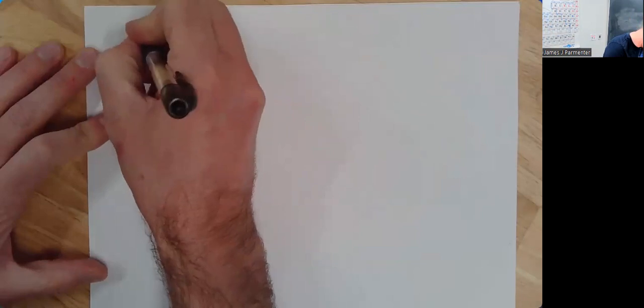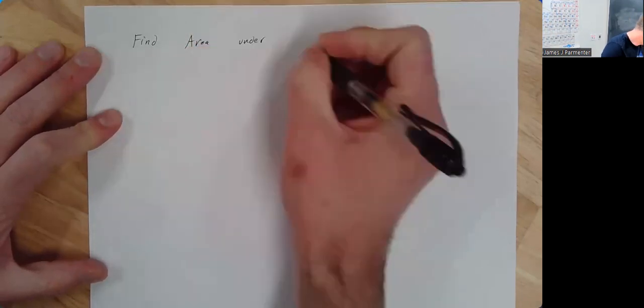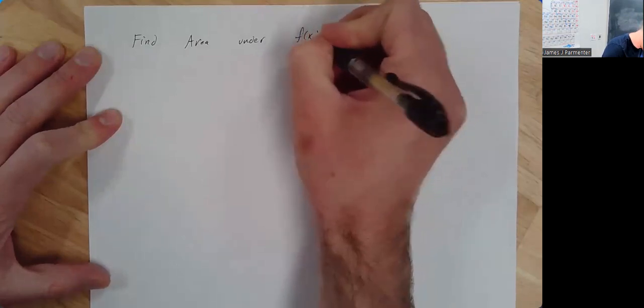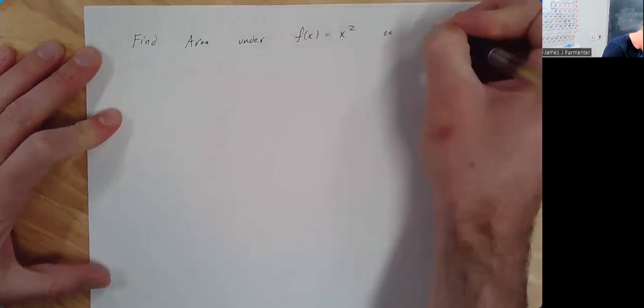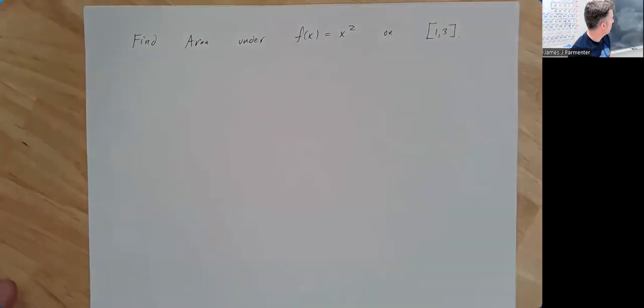So let's go on to some examples. What we want to do here is find the area under, let's say, f of x equal to x squared on the interval from 1 to 3. And there's a little bit of machinery to build up here.